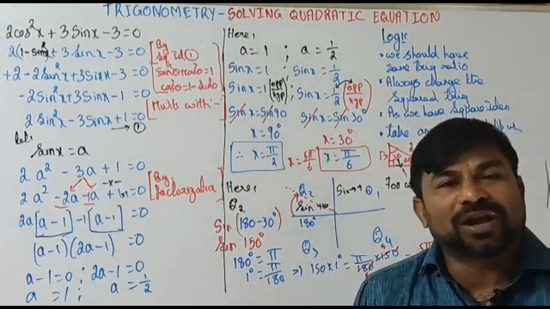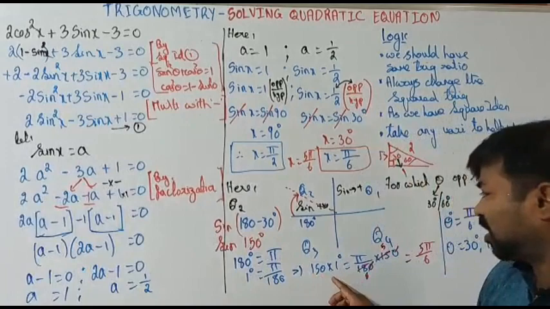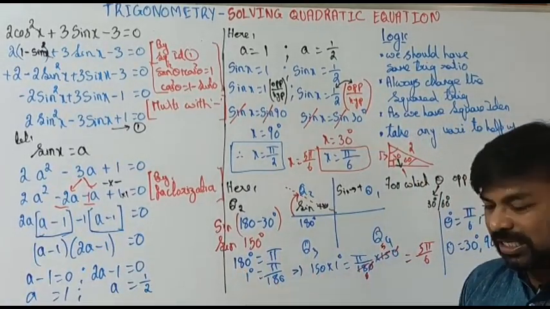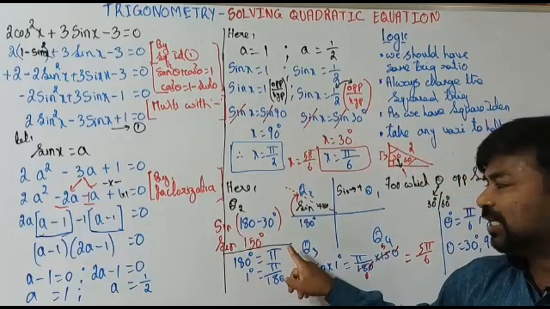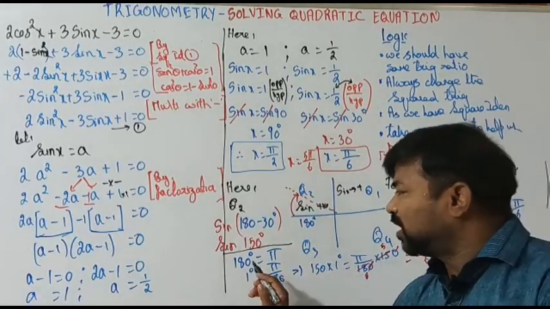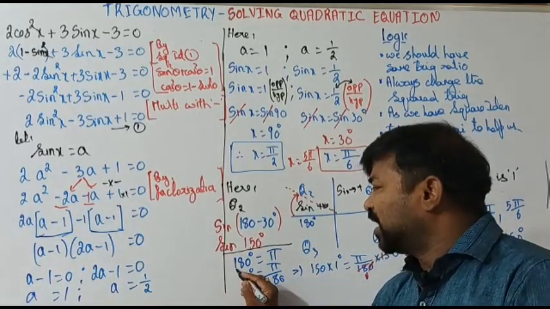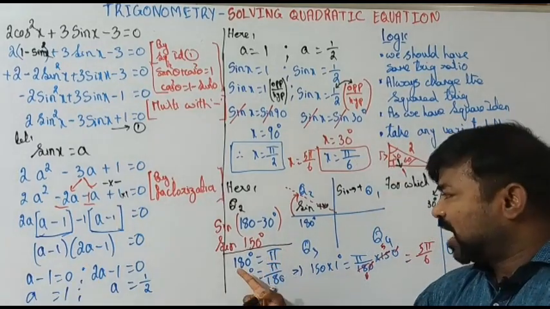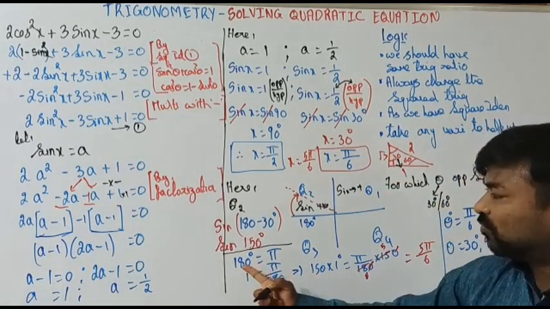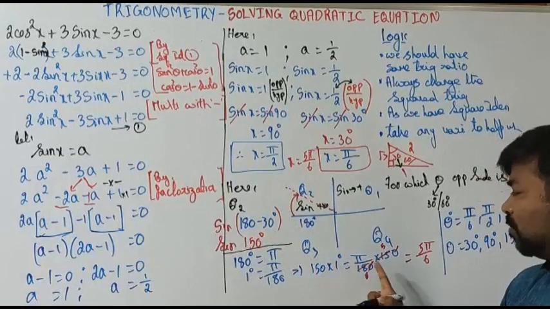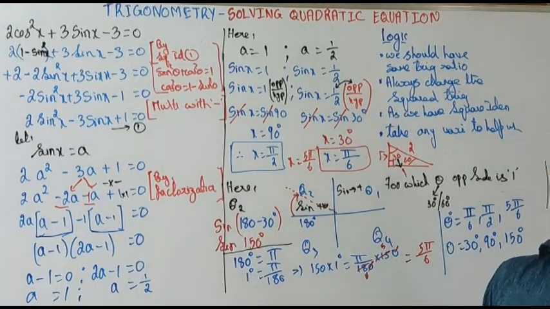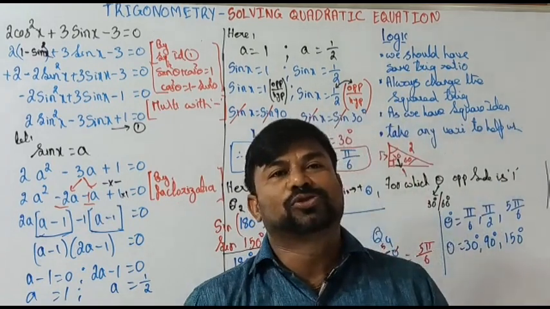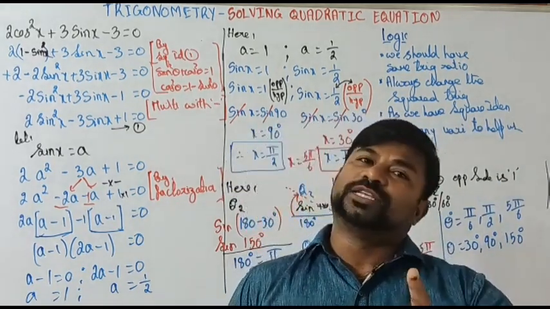So what is sine 150? How to write it down? We know 180 degrees is equal to pi. So I made it as 180 into 1 degree, took 180 down, and what we want is 150, so I multiplied with 150 on both sides. I got 5 pi by 6. Okay, so this is the way we are supposed to solve a quadratic equation in trigonometry.